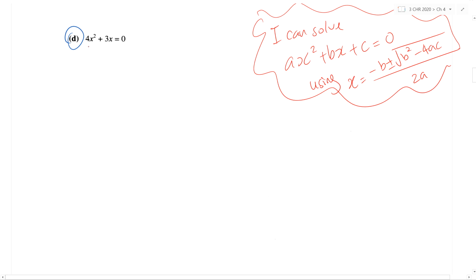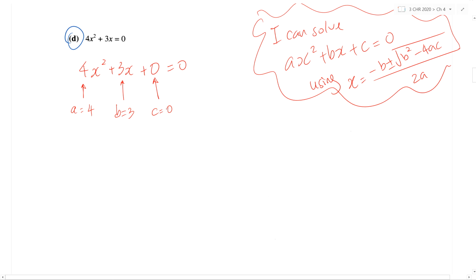Now you compare. Do you have ax squared in the question? What is the value of a? 4. Good. Do you have bx? What is b? 3. Do you have c? Then how? Yes. We can rewrite this to become 4x squared plus 3x plus 0 equal to 0. Looks funny, right? But the reason I'm writing it this way is because I can now see very clearly that a equals to 4, b equals to positive 3. The sign is important. And my value of c equals to 0.